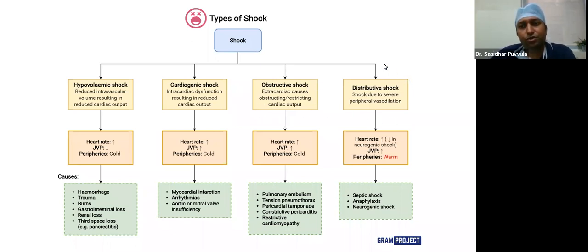What is distributive shock? Distributive shock is due to reduction in peripheral vascular resistance. As I told you, peripheral vascular resistance is one of the main factors that affect your arterial pressure or blood pressure.